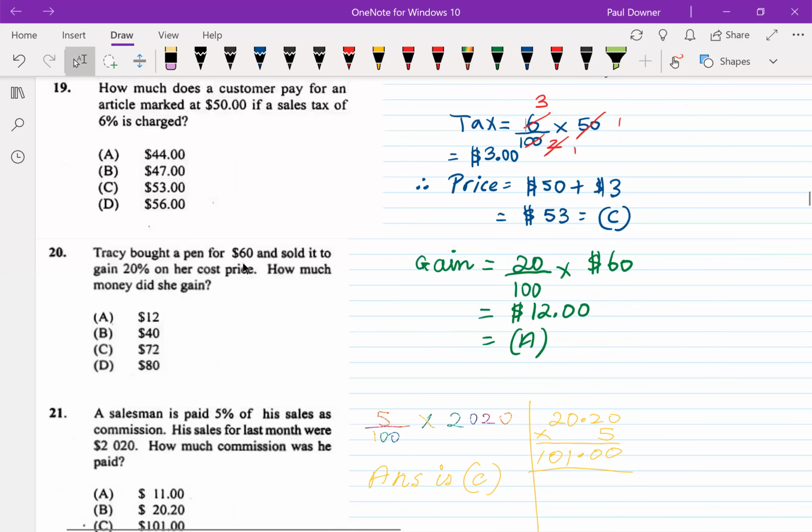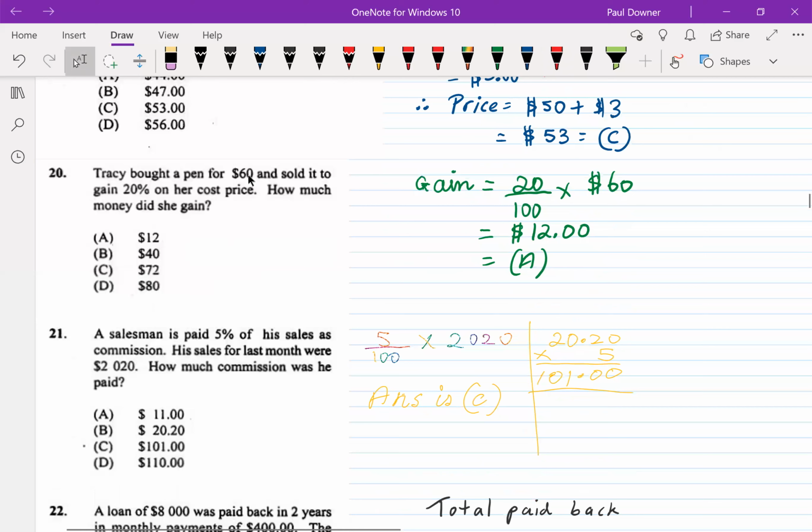All right. Next one, Tracy bought a pen for $60 and sold it to gain 20% on her cost price. How much money did she gain? Well, remember, the gain is 20% on the cost price of $60. 20% means 20 over 100, that's percent, multiplied by the cost price $60. Right? So let's do a calculation.